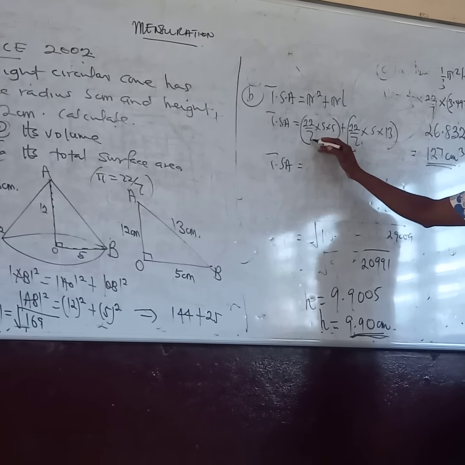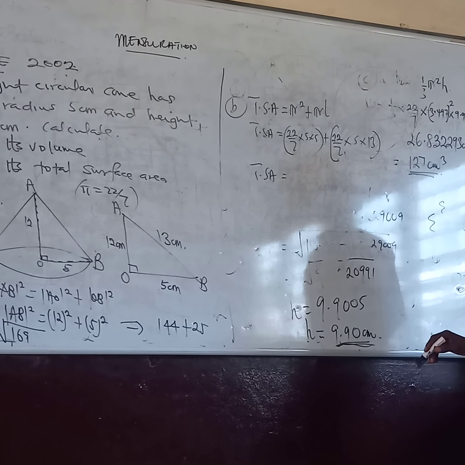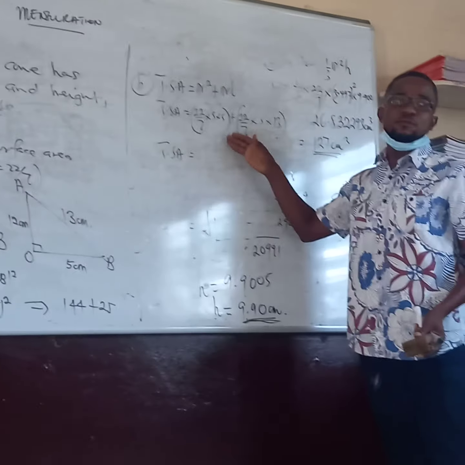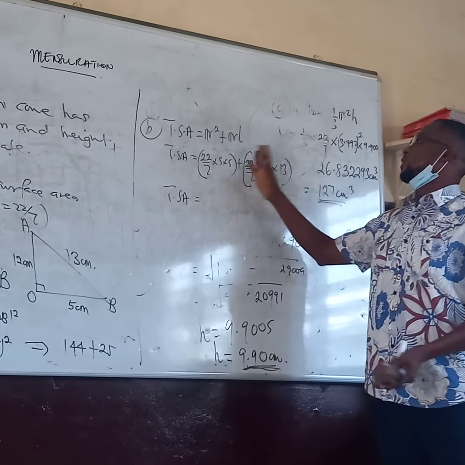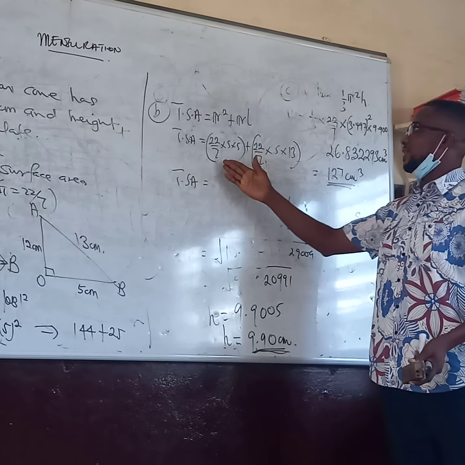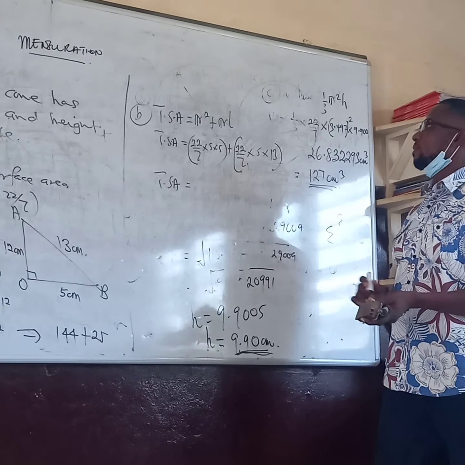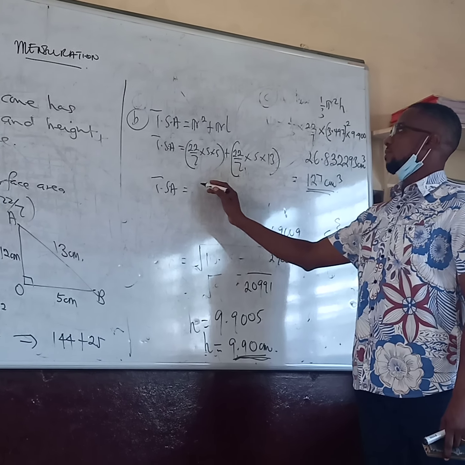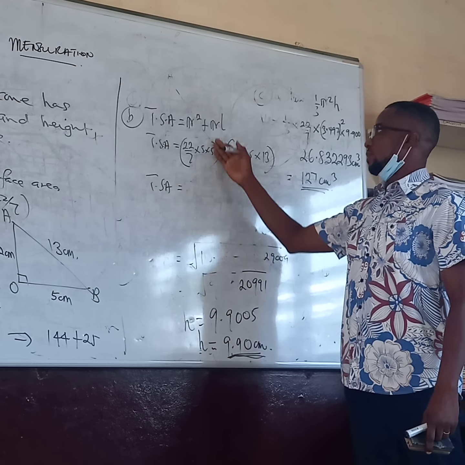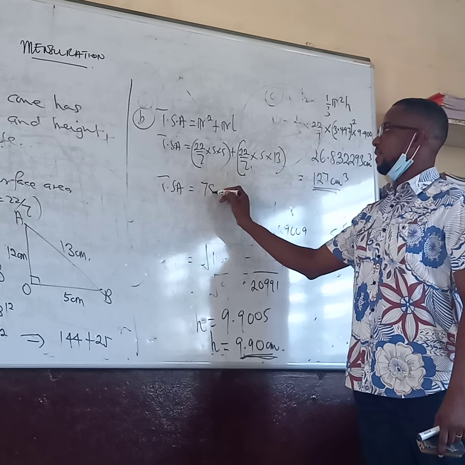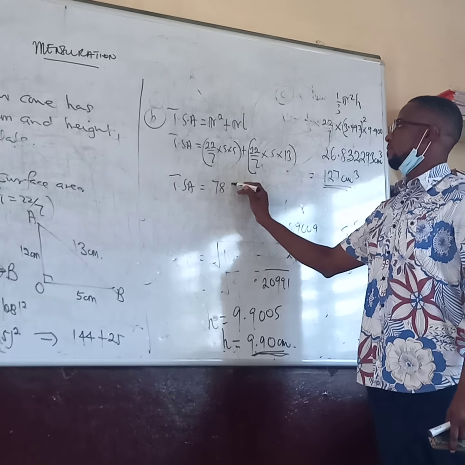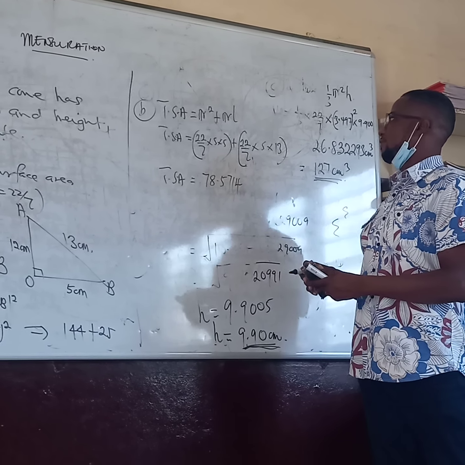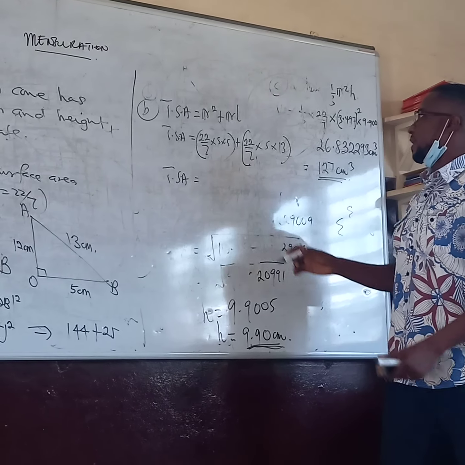So 22/7 times 25. This is where students must be careful, because some will just do it anyhow. You have to take your time and work them separately before you sum up. So 22/7 times 25 is 78.5714 and so on.